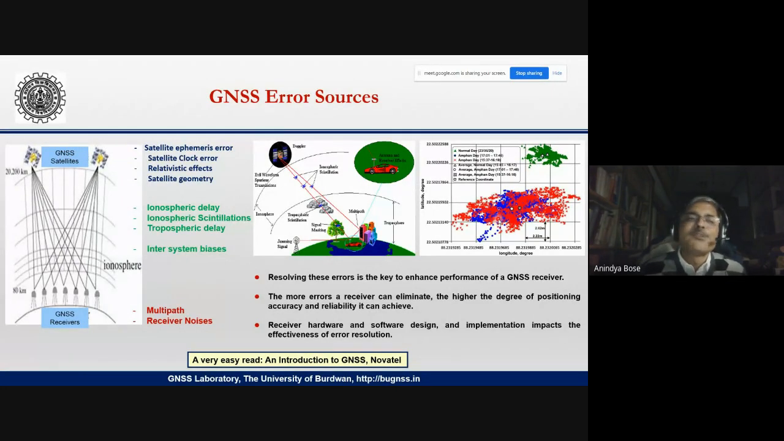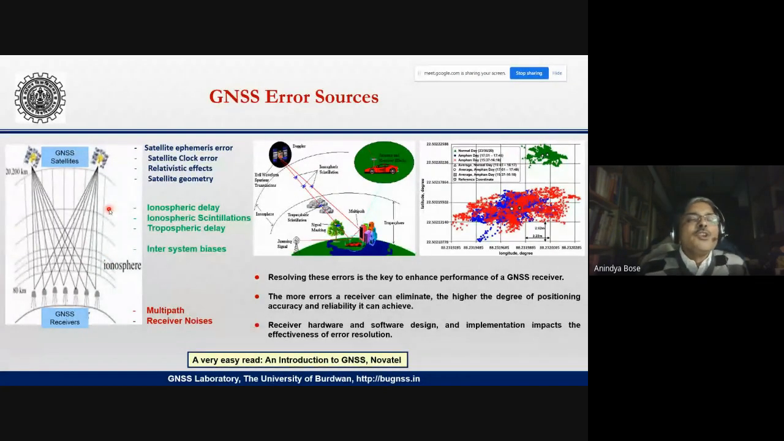The difference comes due to different types of errors, which are inherent in GNSS based measurements. If you take this complete situation, this is the complete geometry. These are the GNSS satellites. These are the GNSS receivers, and in between there are different layers of the atmosphere, ionosphere, troposphere, etcetera.